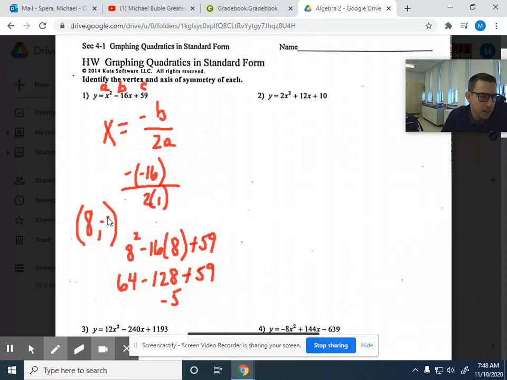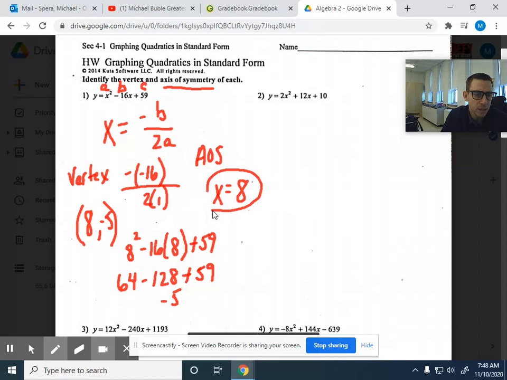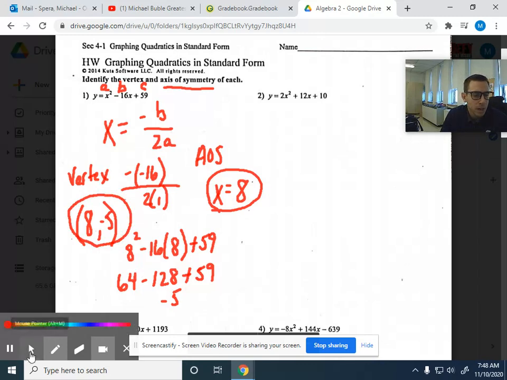Yeah, so our vertex right here is positive 8 and negative 5, right? It also says to find the axis of symmetry, the AOS. Well, our AOS is just simply the x-coordinate of our vertex. So our two answers here would be our axis of symmetry and our vertex. All right.